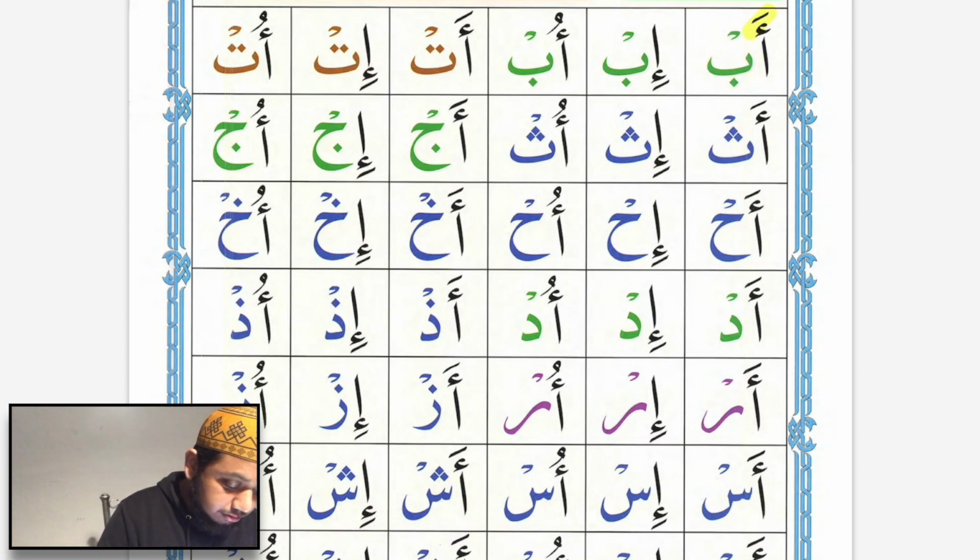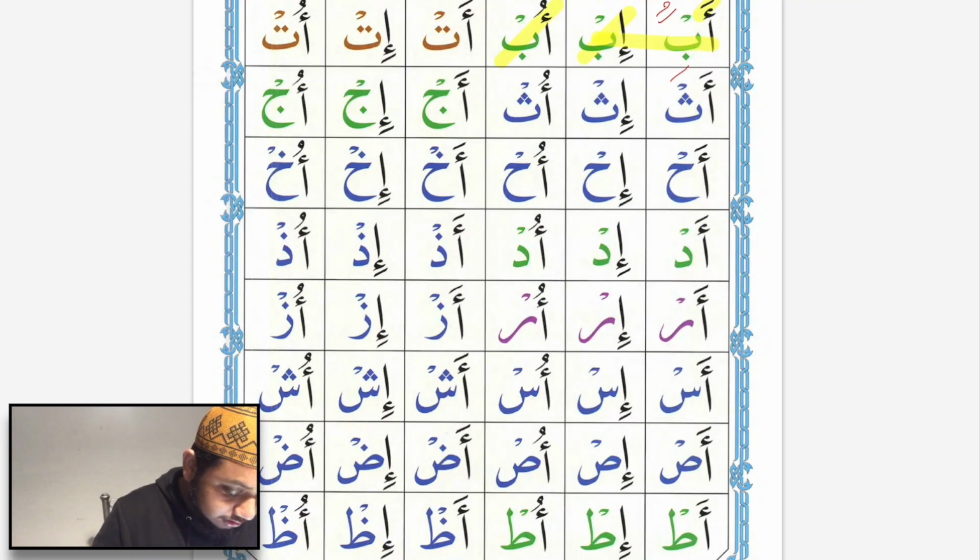When I'm bouncing it, just remember I'm not putting a fatha on it, nor a dhamma, nor a kasra. I'm just bouncing it. Ab. So we have Hamza, Fatha, Ba, Ab. Hamza, Kasra, Ba, Ib. Not Iba, not Ibu, not Ibi. It's not fatha, dhamma, kasra. It's just a special bounce, an echoing sound. Now we have Hamza, Dhamma, Ba, Ub.